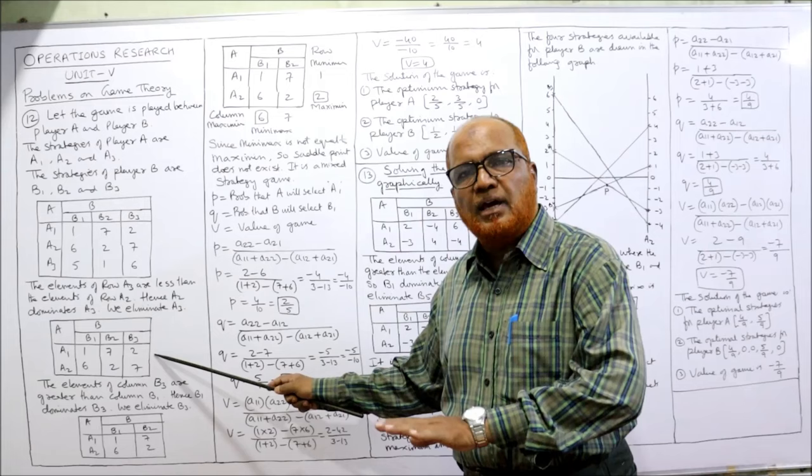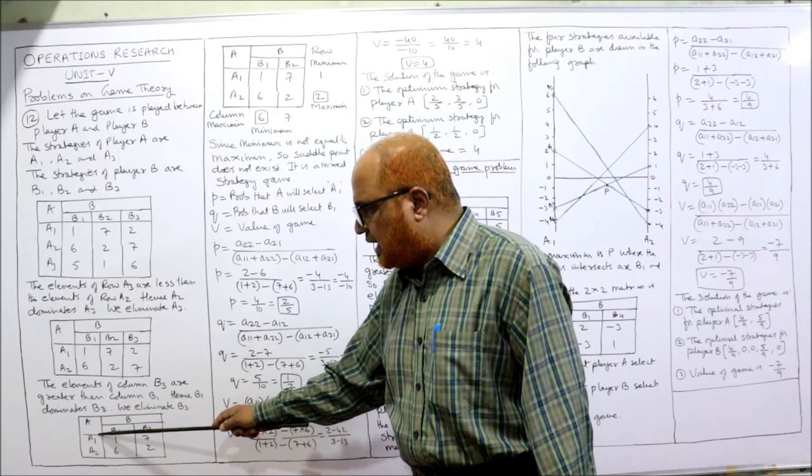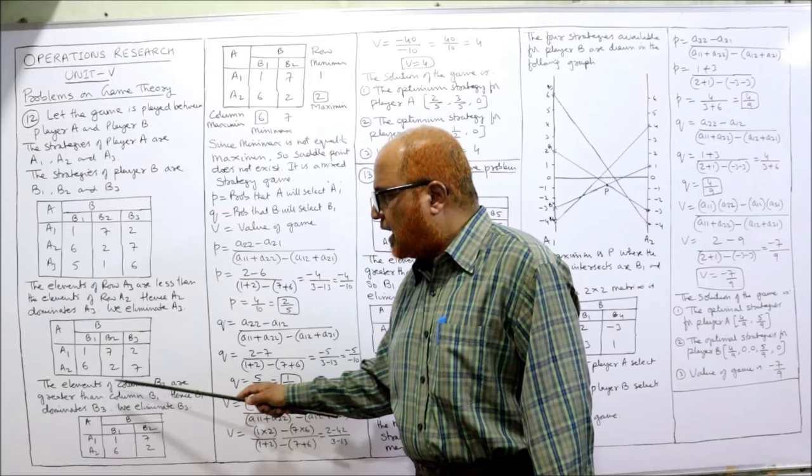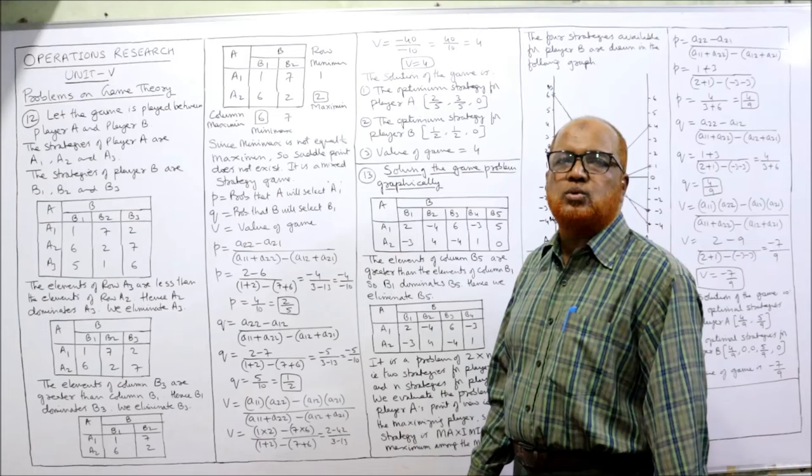So B3 is also gone. Finally we have A1, A2 and B1, B2. A3 is already eliminated and B3 eliminated. Now the matrix is a 2x2 matrix, 2 rows and 2 columns.